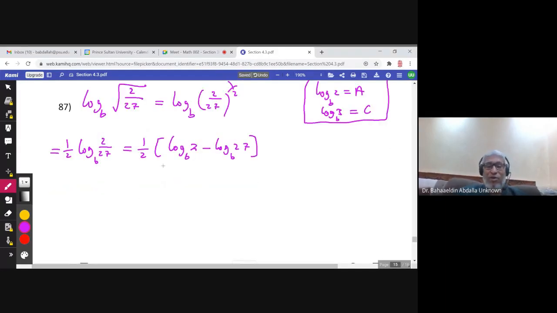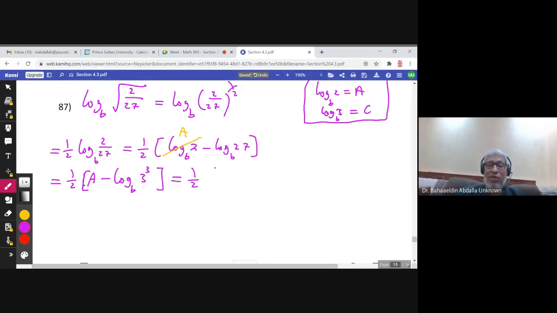I need to write it in terms of log 2 and log 3. I have log 2. That's nice. I can replace log 2 now by capital A. But I don't have log 3. So I have to do something here. Okay, what can I do? I can write it as half of A minus, and I can write 27 as 3 to the power 3. You should know that: 27 is 3 to the power 3.